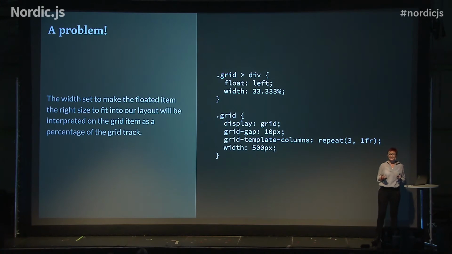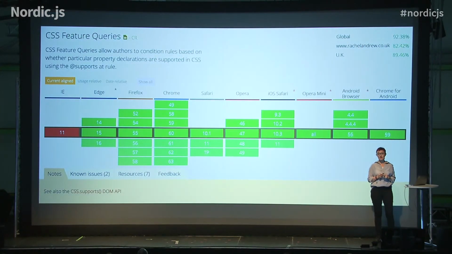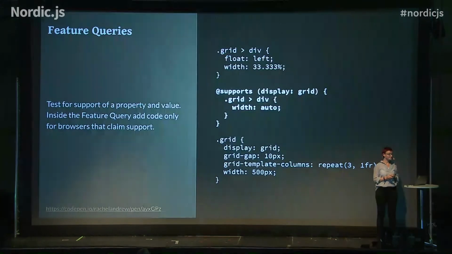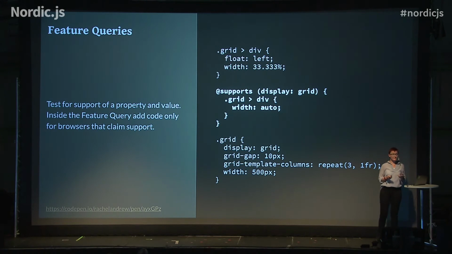But it's okay, because CSS fixed that problem as well with feature queries, which need to become your new best friend. Feature queries have excellent browser support, and it doesn't matter about the older browsers that don't support them, because what we typically are doing is writing old CSS, and then we write the new CSS. So I need to test for the browser, and say, do you support display grid? And if it does, I can set that width back to auto.